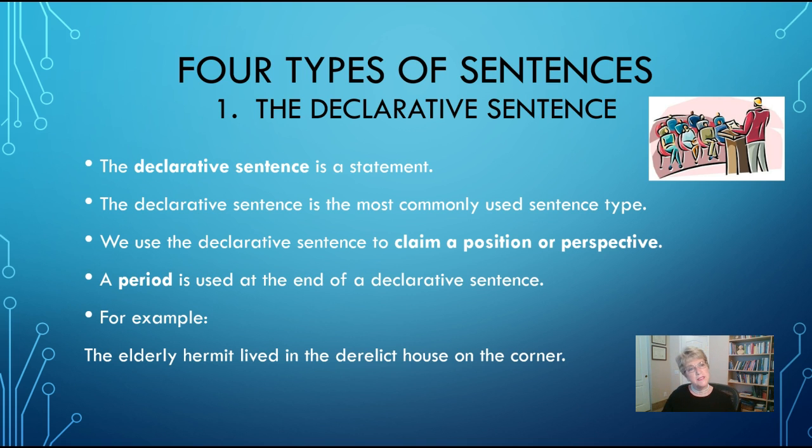So let's examine the declarative sentence. The declarative sentence is simply a statement. It is the most commonly used sentence type. That is the type of sentence we use when we're giving a talk or a lecture or we're writing an essay. We use the declarative sentence to claim a position or a perspective. A period is used at the end of a declarative sentence. For example, the elderly hermit lived in the derelict house on the corner.